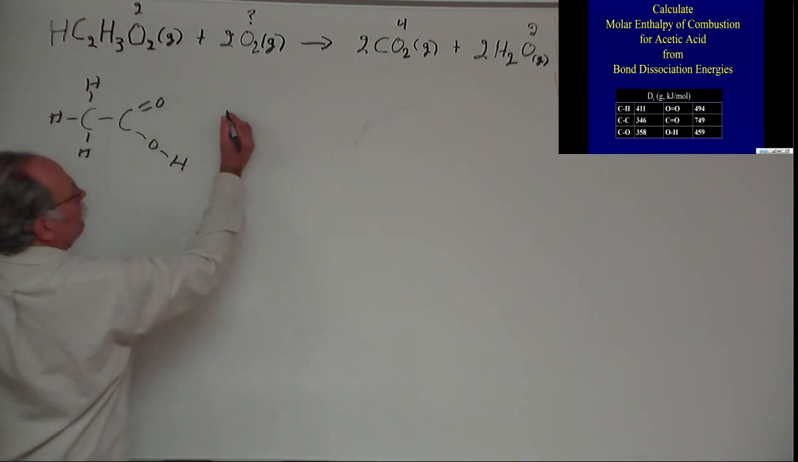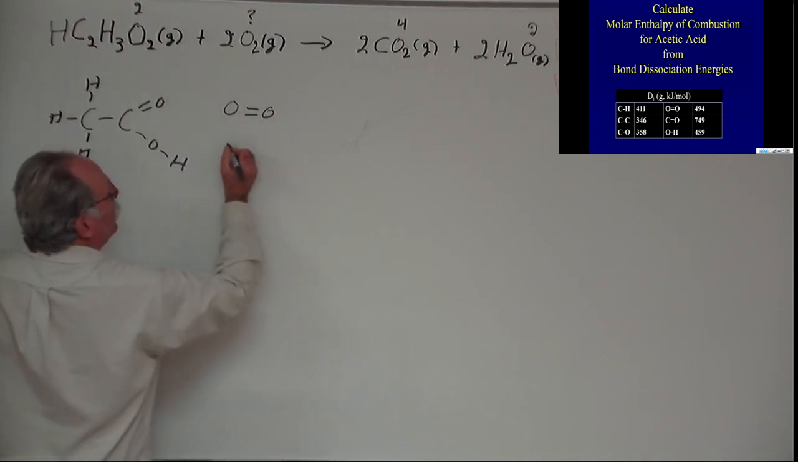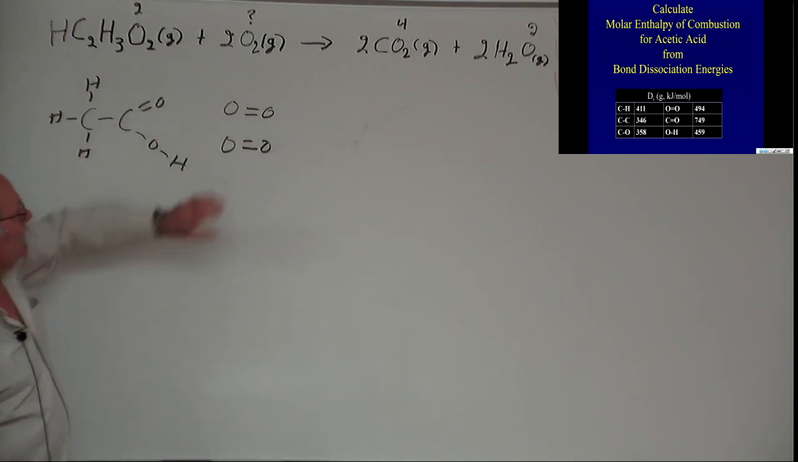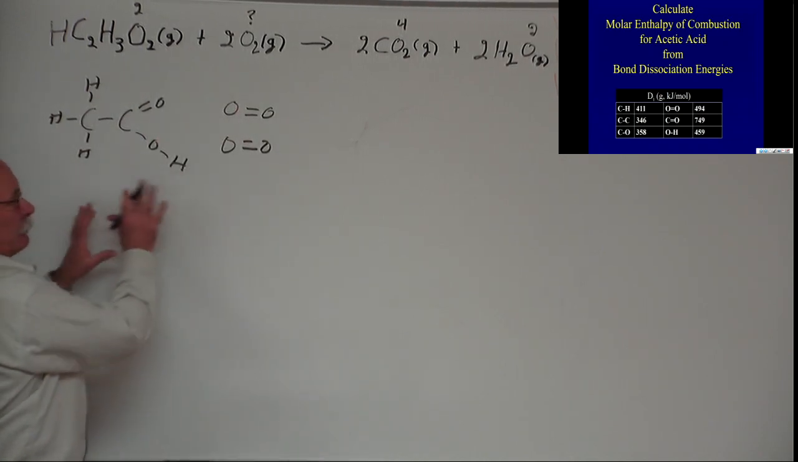Now we actually have 2 oxygen molecules. So we need to account for the bonds of both of them. And if I look at this, I've got 9 bonds. I've got 1, 2, 3, 4, 5, 6, 7 in the acetic acid, and 2 here. So I'm going to add energy to break these, okay?